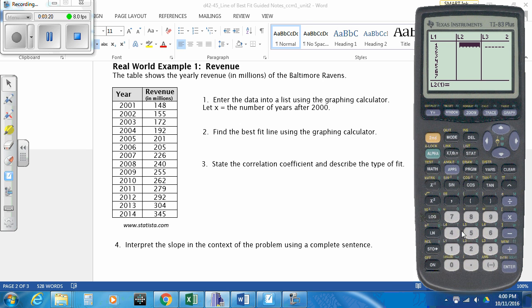So I'm going to enter those in. 148, hit enter, and 155, hit enter. What we're doing is this correlates with 2001. I got 148 million in revenue, so 148 million revenue. I'm going to pause it, enter the data, and then we'll get back.